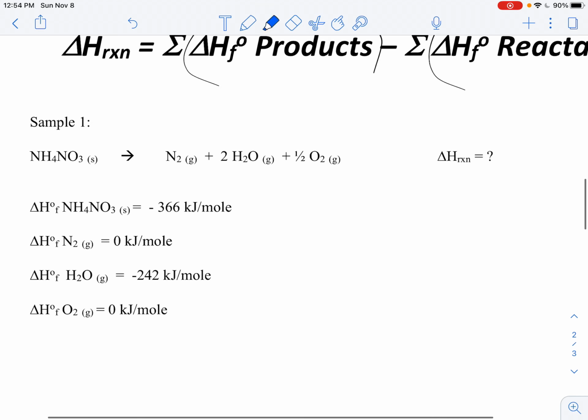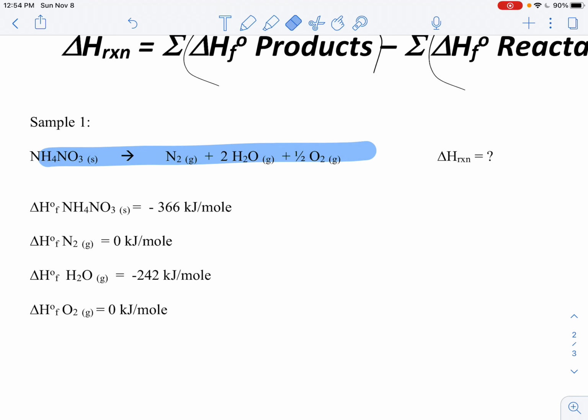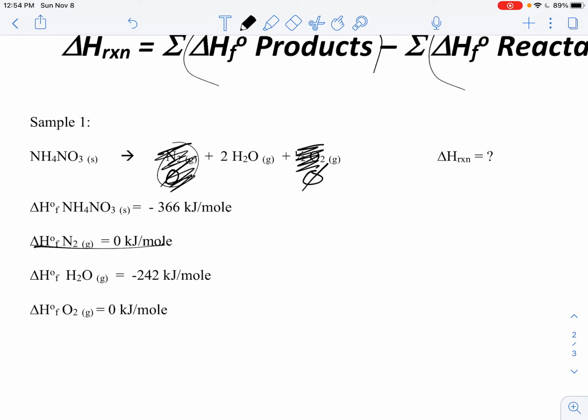Let's take a look at this in action. So what have I got? I've got this equation here, right? So I have been given all of these heats of formation. Well, first of all, the nitrogen is a 0 because it's an element in its standard state. So that I don't have to worry about. The oxygen is also a 0 because it's an element in its standard state. I didn't even have to give you those, but I did. So if they don't give you a number, it's either because they want you to calculate that number or they don't need to because it's an element in its standard state and therefore it has a value of 0.